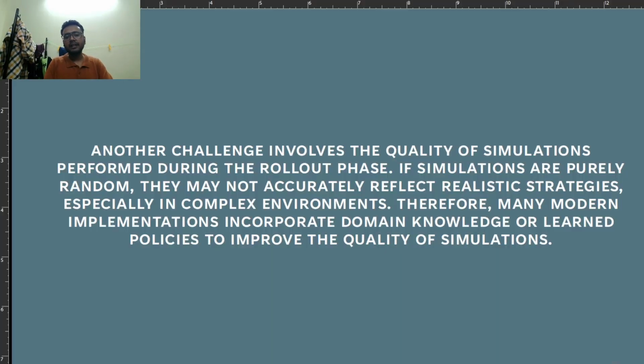So, till now, we have seen only a few challenges. Let's explore one more major challenge, involved with the quality of simulations performed during the rollout phase. If simulations are purely random, they may not accurately reflect realistic strategies, especially in complex environments. Therefore, many modern implementations incorporate domain knowledge or learned policies to improve the quality of the simulations.